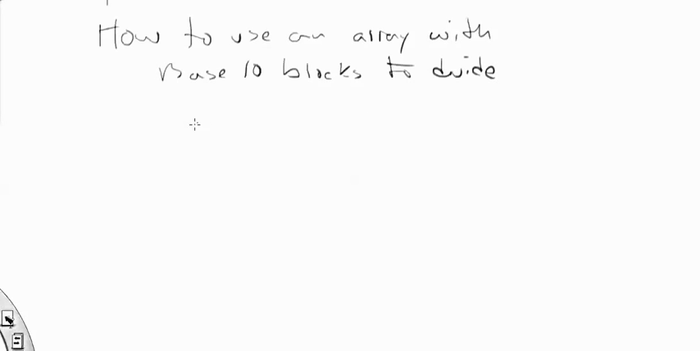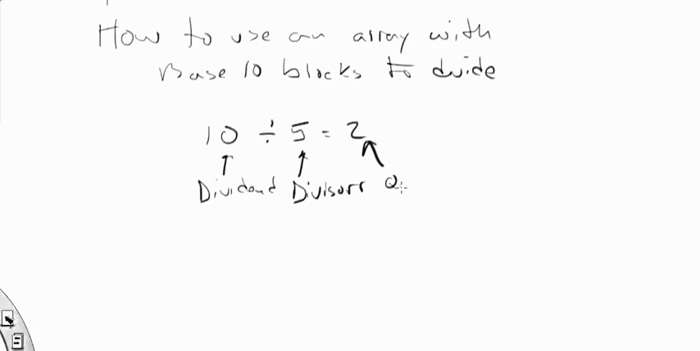Let's remember our terms. If we have 10 divided by 5 equaling 2, 10 is the dividend, 5 is the divisor, and 2 is the quotient. Also, we're working with an array. So an array for the number 4 would look like this, which is an organized drawing. And this time we're going to use base 10 blocks.